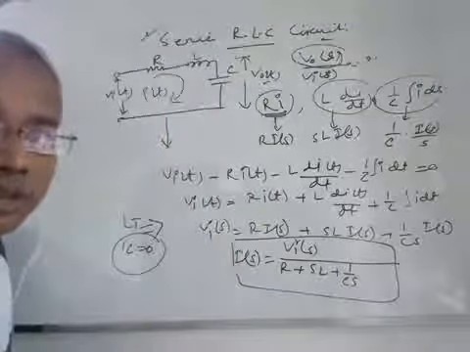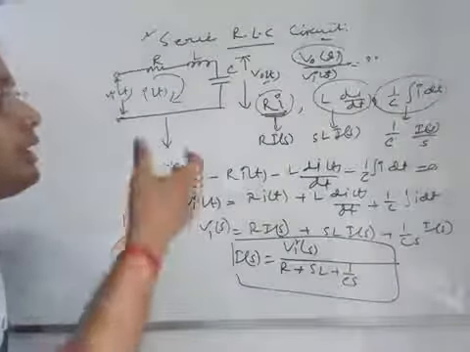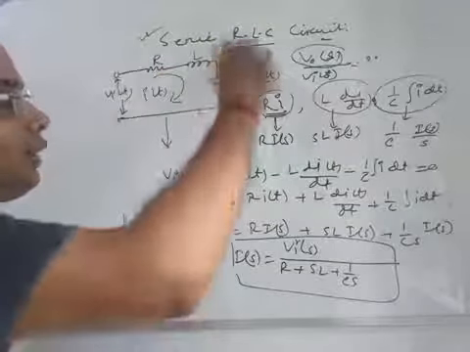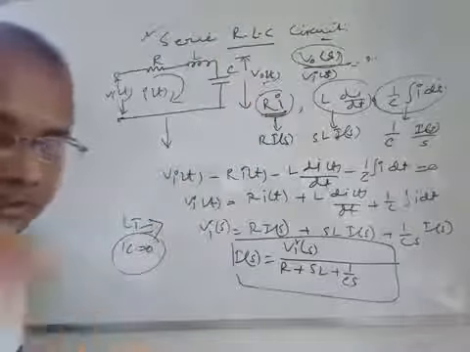So once you get this I(s), from that you can get the output voltage V0(s). How to get the output voltage V0(s)? That I am going to discuss. For that you have to write the differential equation of V0(t) across C. That is the mathematical equation you have to write.